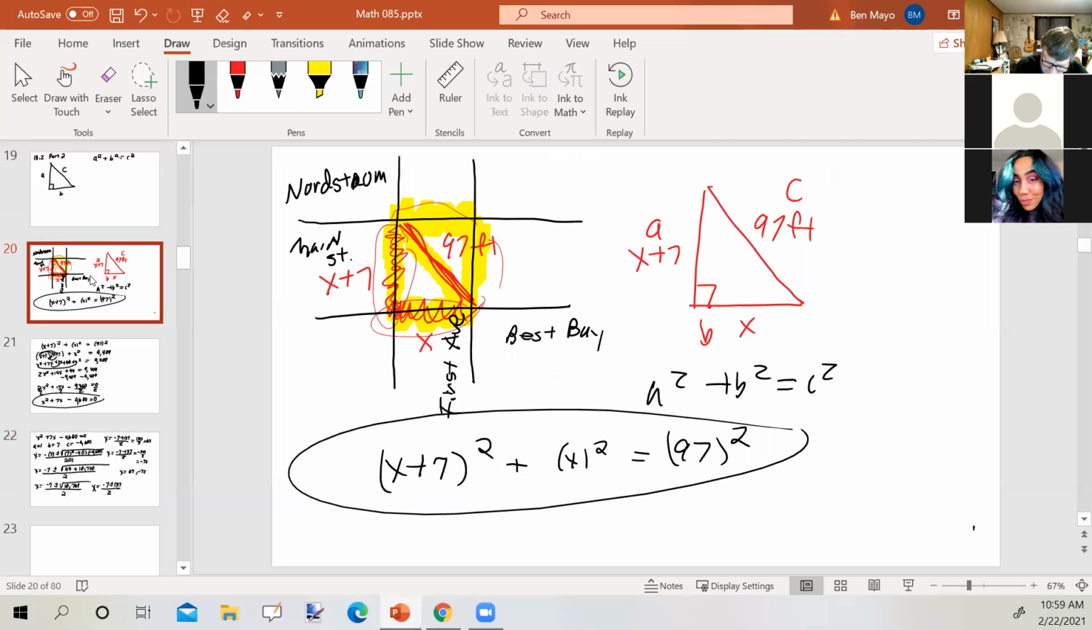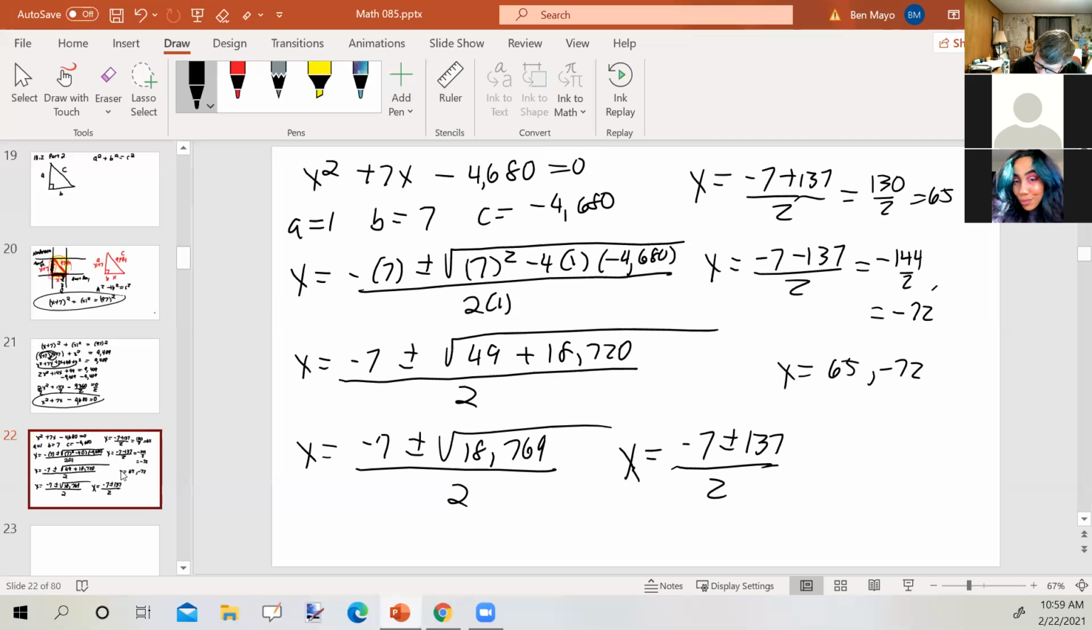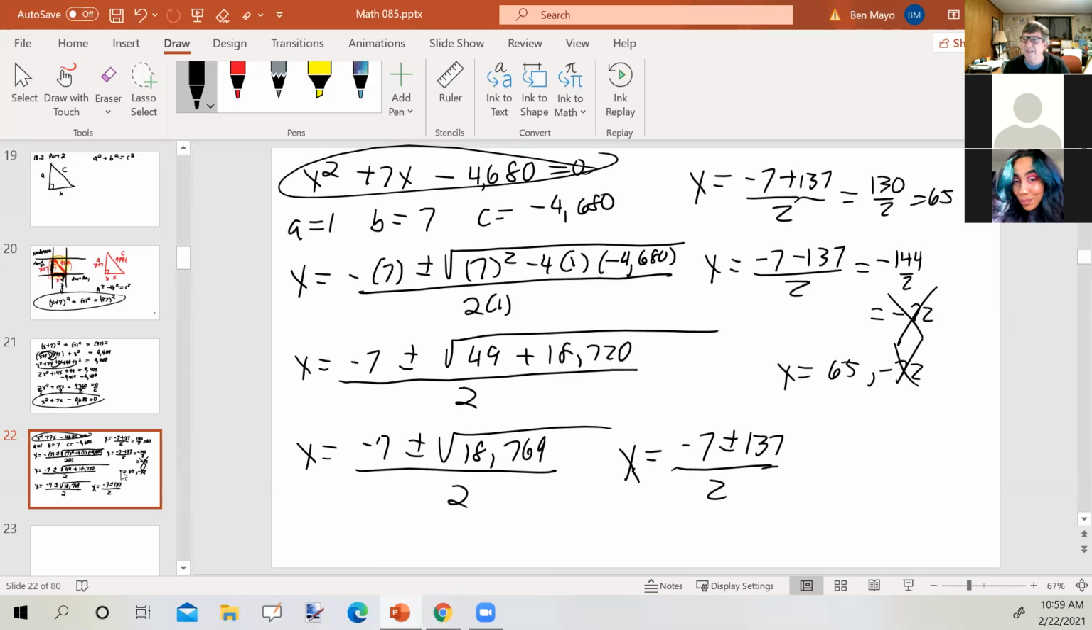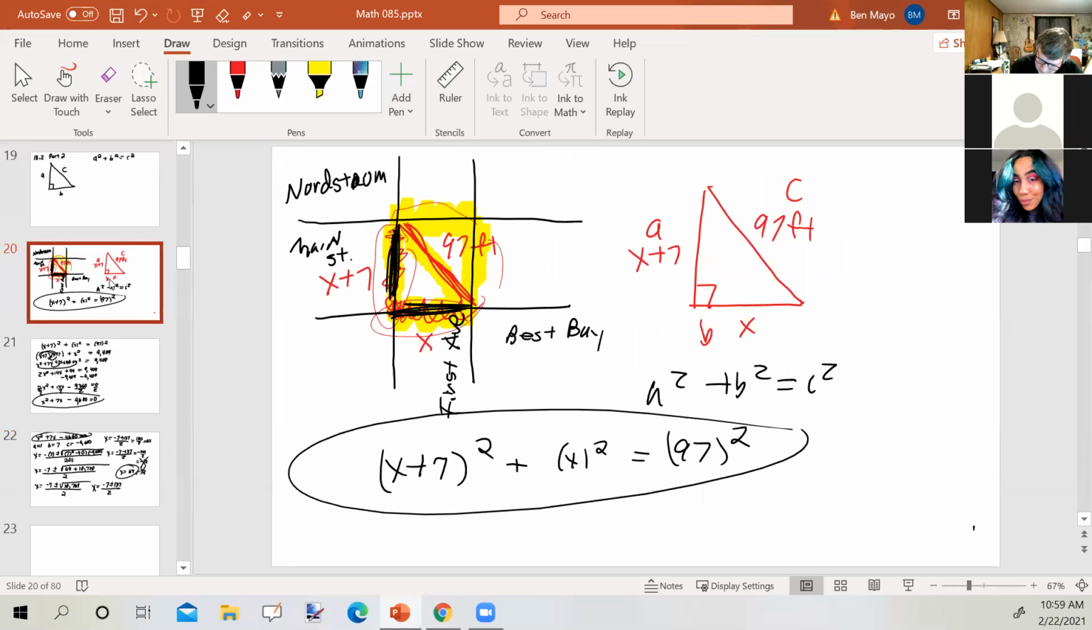Now, x is a distance. x + 7 is a distance. A distance can't be negative. So for this problem, even though negative 72 is a solution to this equation, it doesn't fit the model of the problem. So it's got to be x is 65. So if that's true, this is 65 feet. And this would be what? 65 plus 7 is 72 feet.